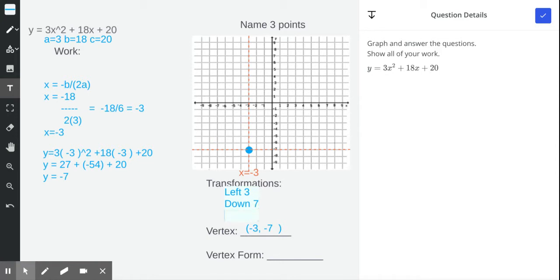And then I'm going to say, in parentheses, I know that my a equals 3. So an a of 3 means I have a vertical stretch of 3. If it were negative, it would additionally be a flip, but it's a positive 3, so it's just a stretch.